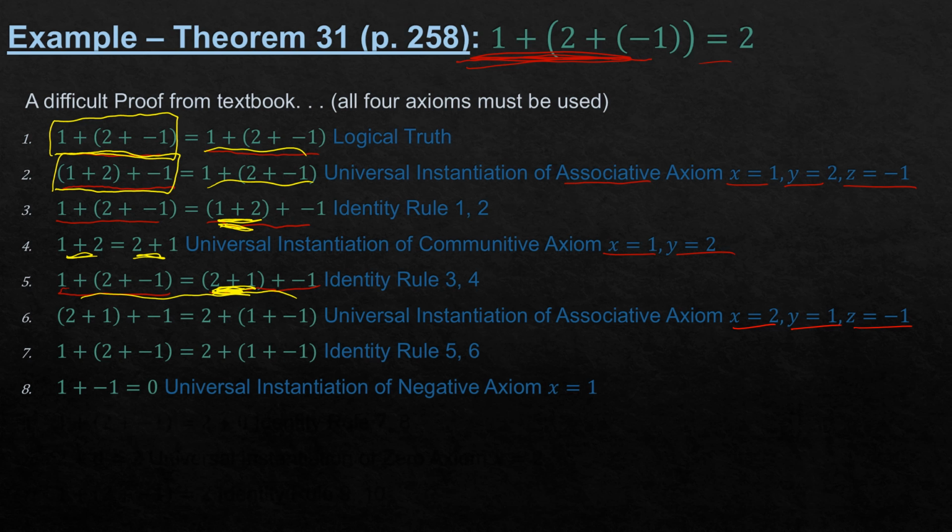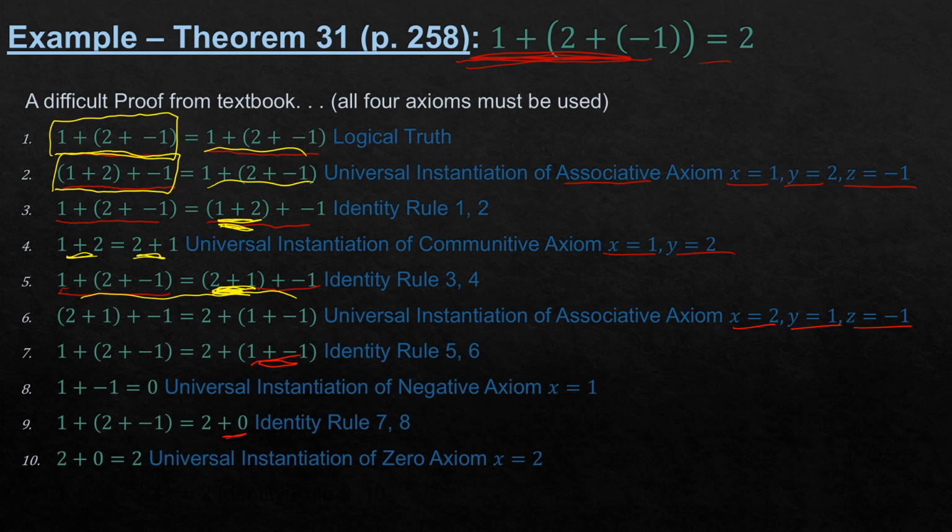And then for line 8, I did the universal instantiation. The textbook did the universal instantiation of the negative axiom. And here x is equal to 1. And so we can do another identity rule. In a way, we're just substituting one expression for another using lines 7 and 8, because we know, hey, this 1 plus minus 1 is 0, so hey, we can get a 0 in there ultimately. So we get the 0.